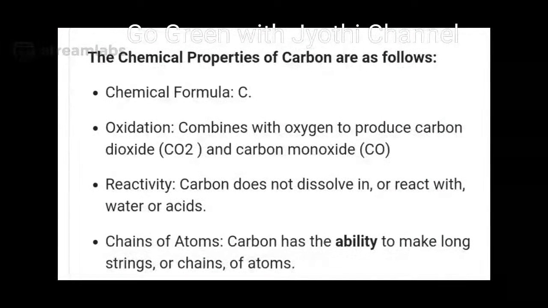It does not dissolve in water or acids, and it is versatile. That is, it can form a very long chain of carbon, resulting in catenation. I repeat, the carbon bonds with another carbon and such a long chain will be formed, and that long chain of carbon is called catenation.